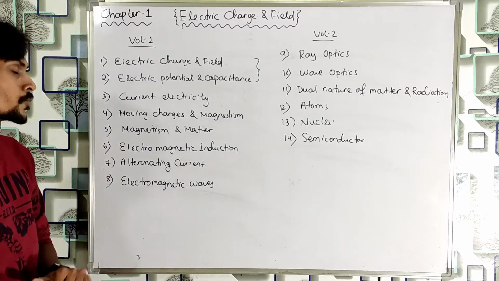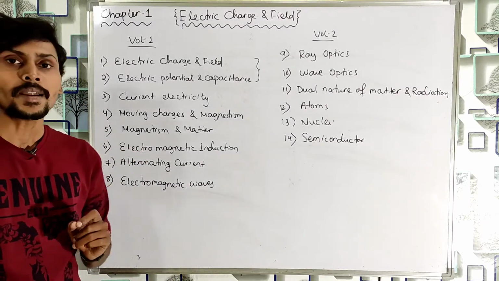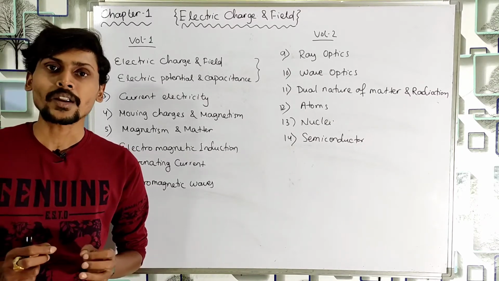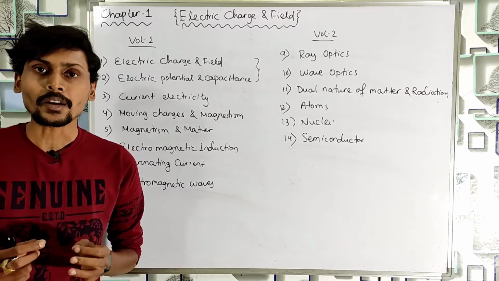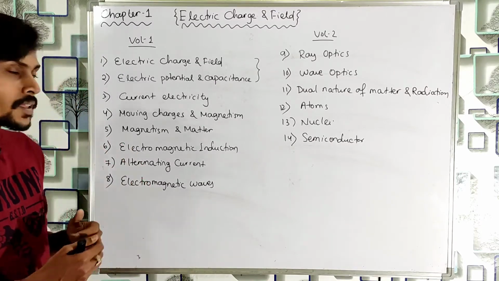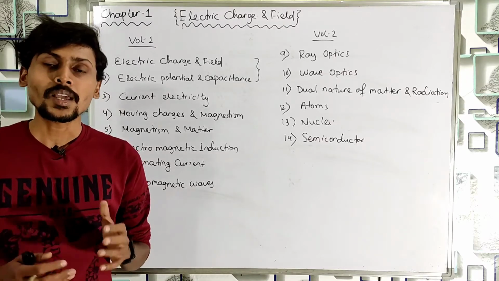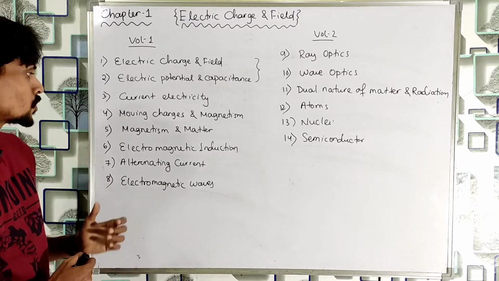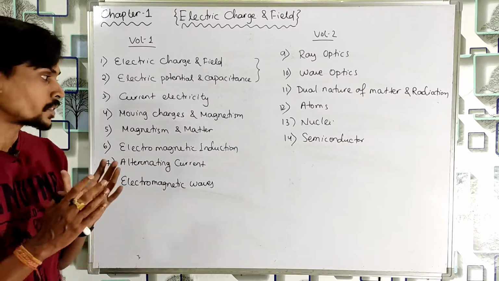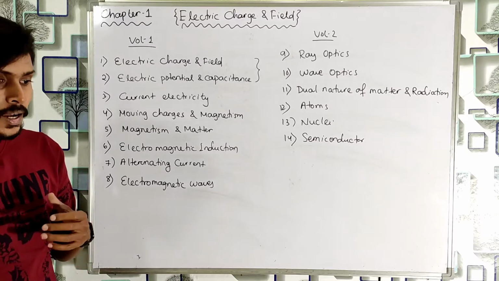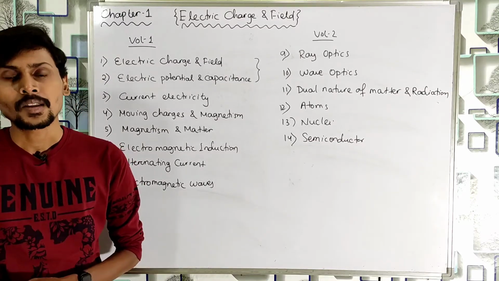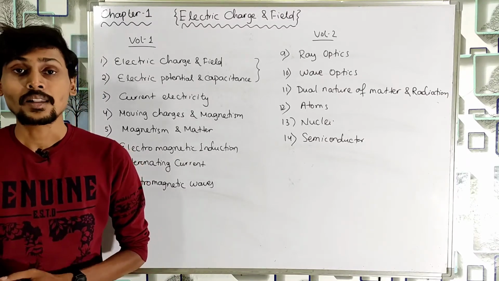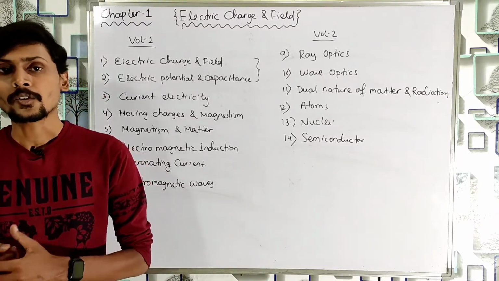Then come to chapter number 4. The name is moving charges and magnetism. So in this chapter we will discuss about the magnetic effect of charge or the magnetic effect of electric current. So when a charge moves, it produces a magnetic field. So that is the theme of chapter number 4. Then in chapter 5 we will discuss about magnetism and matter, means the magnetic field due to a bar magnet, the magnetic field of earth, and the different types of magnetic materials like diamagnet, paramagnet and ferromagnet.